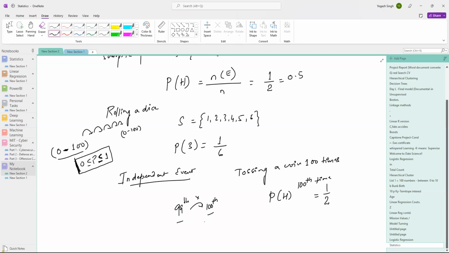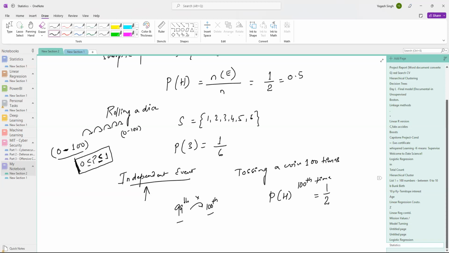Such types of events, where every experiment is independent of each other, are known as independent events. Is this part clear? What is an independent event? Yes, sir. All of us good? Yes, sir. Okay.